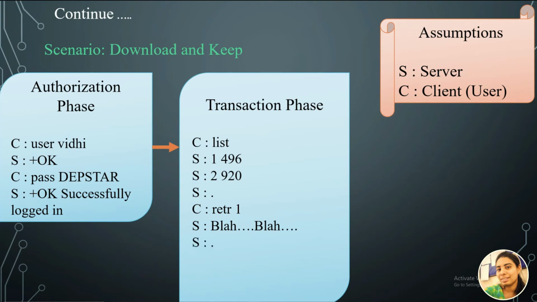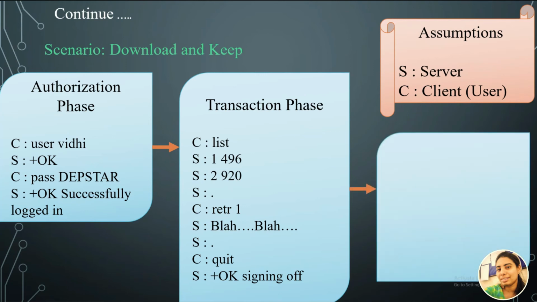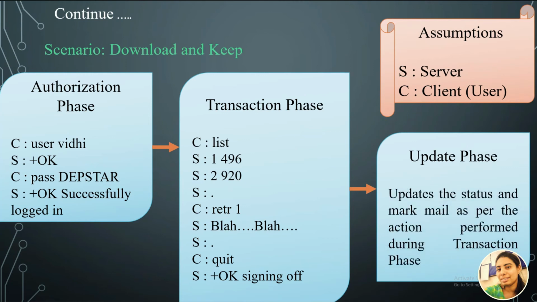Now here, the client doesn't want to delete this mail, so he will not perform the delete command. As he does not want to perform any other action, the client enters the QUIT command. In response to the QUIT command, the server provides a +OK message which indicates signing off. When the user enters the QUIT command, it moves to the update phase, which updates all the status and marks the mail as per the action performed by the client during the transaction phase.